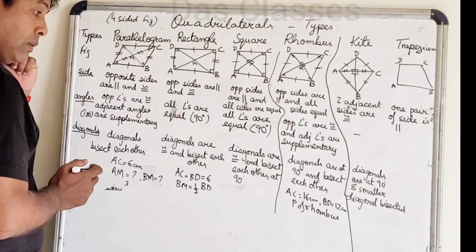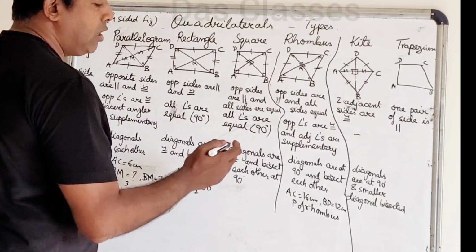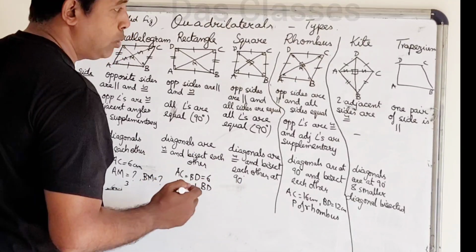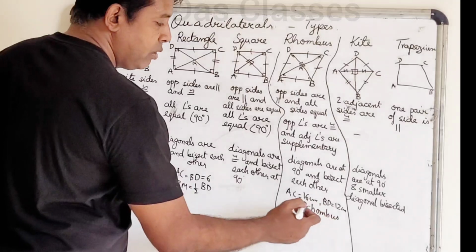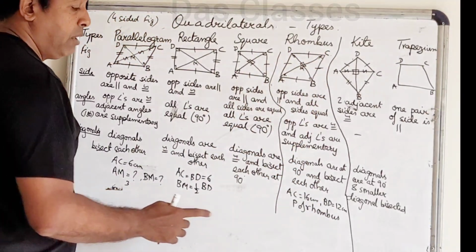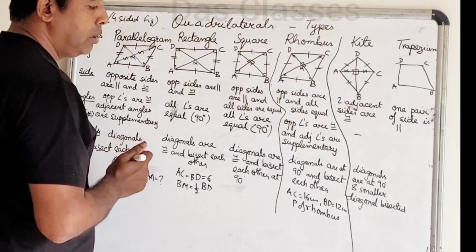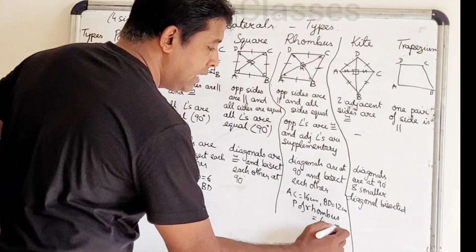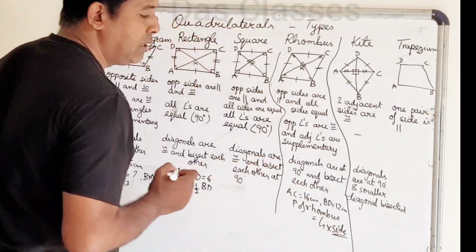Okay, so area of rhombus. Area of rhombus is going to be simple because area of rhombus is half into diagonal 1 into diagonal 2. So the values of the diagonals AC is 16 and BD 12. Directly you can calculate. But for perimeter you can't calculate directly, because the perimeter of a rhombus is 4 into side. So first you need to calculate the side.